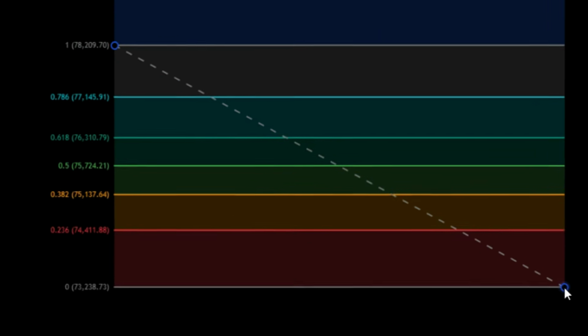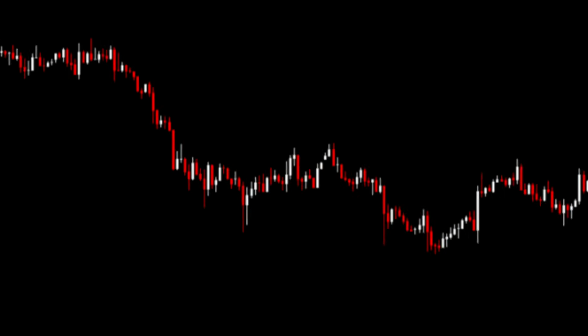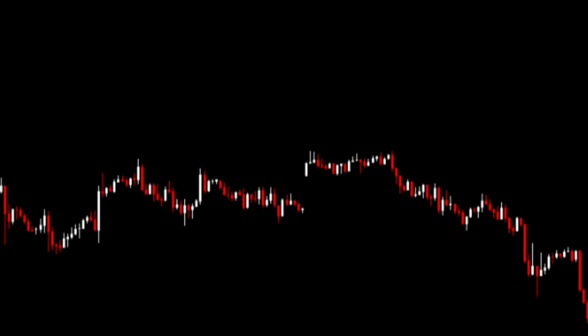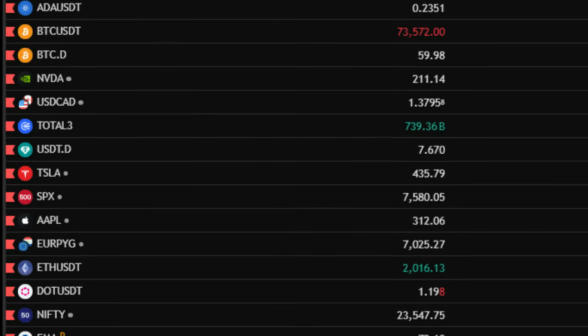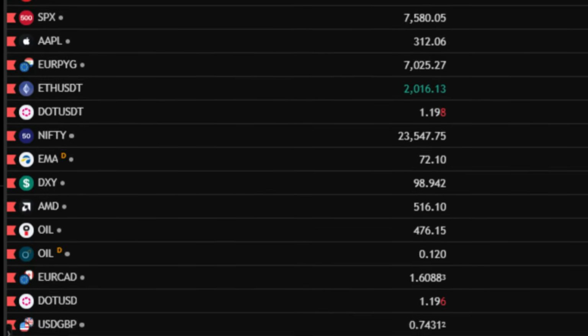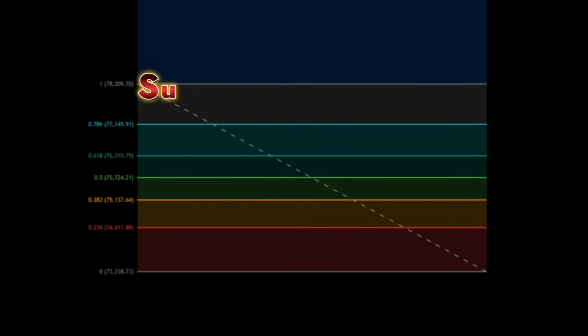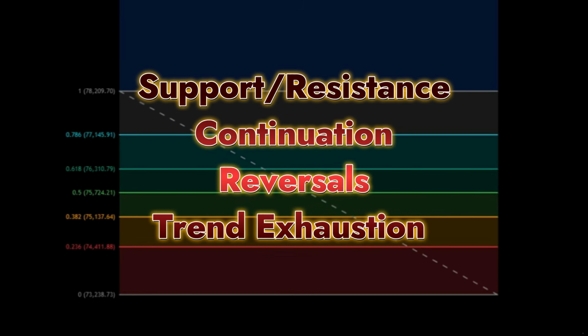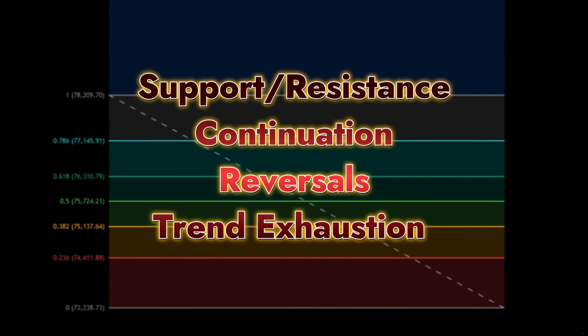Most of us have used Fibonacci retracement at least once or twice in our trading. It is one of the most popular tools traders use to analyze market structure and price movements. It can provide valuable insights across different assets and timeframes, helping traders identify potential support and resistance areas, trend continuation zones, possible reversals, and even signs of trend exhaustion.